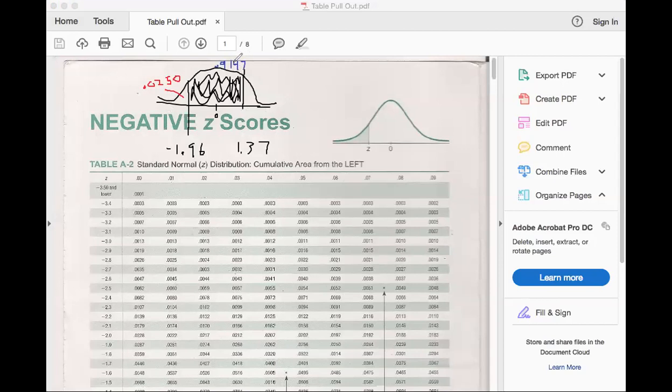0.9147. Okay. Which is everything to the left of that line. Yep. And so now all you gotta do is subtract the red from the blue. There you go. 0.9147 minus 0.0250.